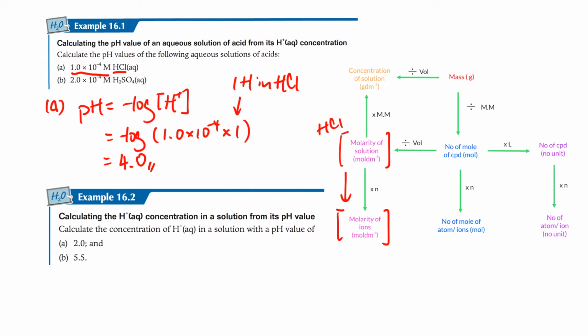Part B is more important. You can find that this time what we are dealing with is a dibasic acid, H2SO4.